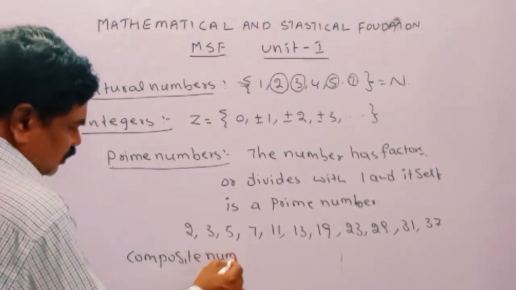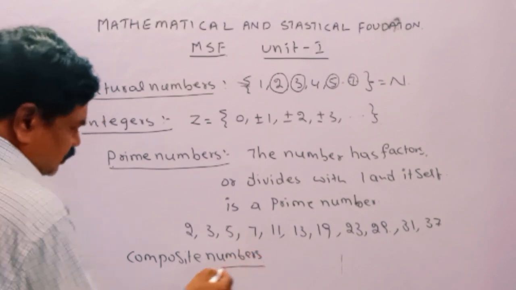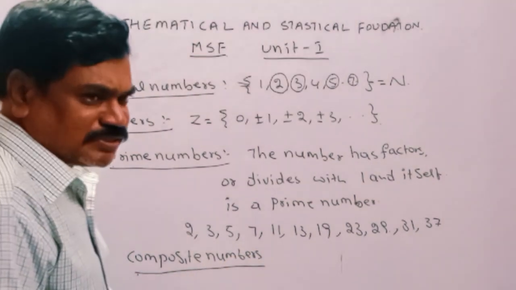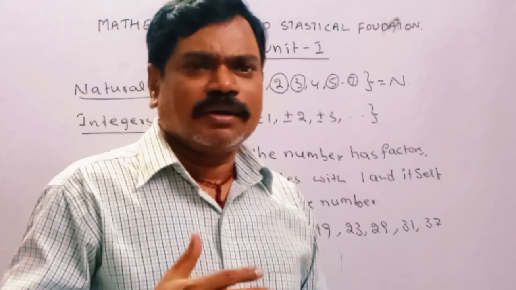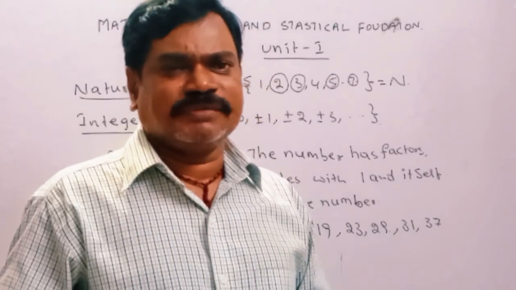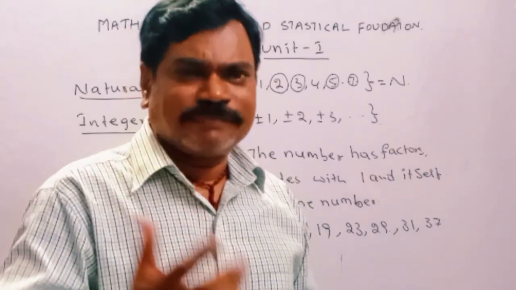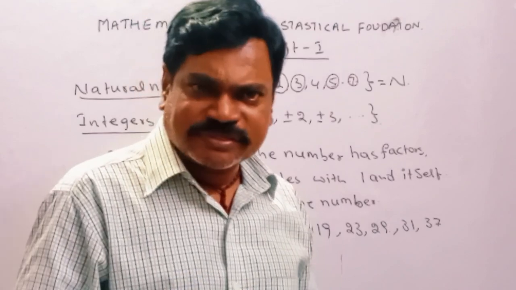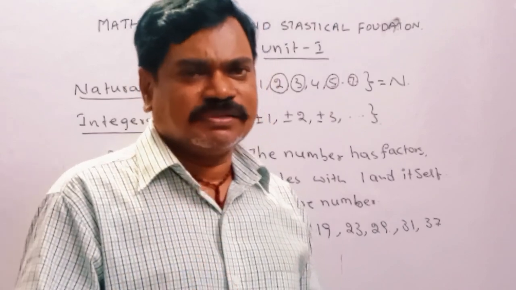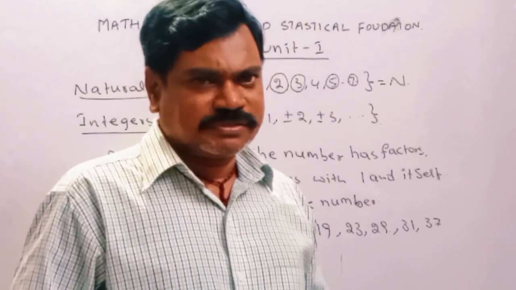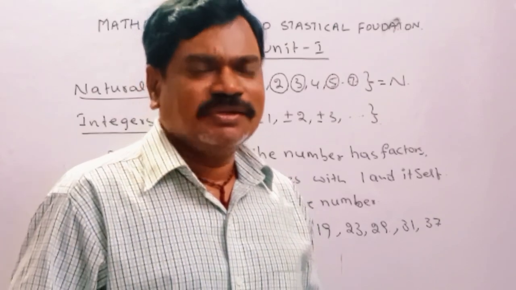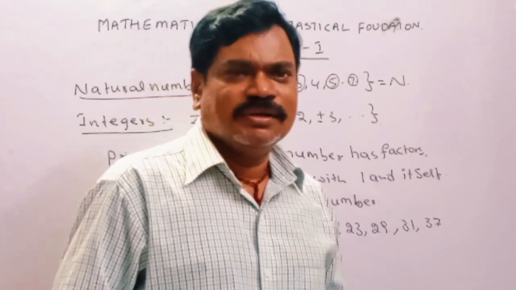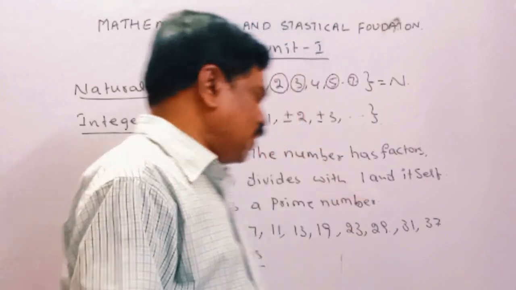Composite numbers. What are the composite numbers? Composite numbers are numbers that have not only one and itself as factors, other factors are also there. Then we say that type of numbers are composite numbers, or more than two factors are there, that type of number is a composite number.